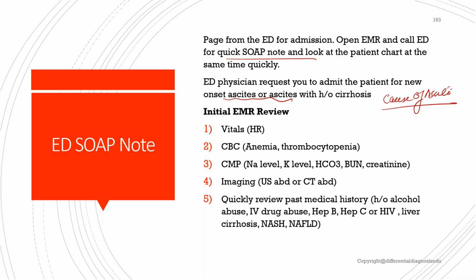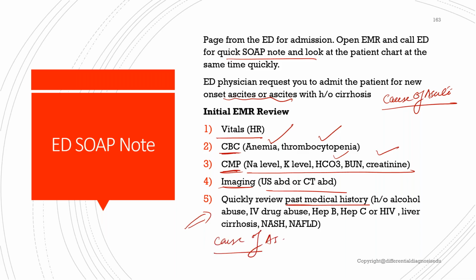While you're talking to the ED physician, look at the vitals, look at the CBC, see if the patient is anemic or has thrombocytopenia, look at the CMP, all the electrolytes, and kidney function. Imaging, if done in this ED admission or in the past; always review the past medical history. Try to find out what is the cause of ascites, and if it is because of cirrhosis, what is the cause of cirrhosis.